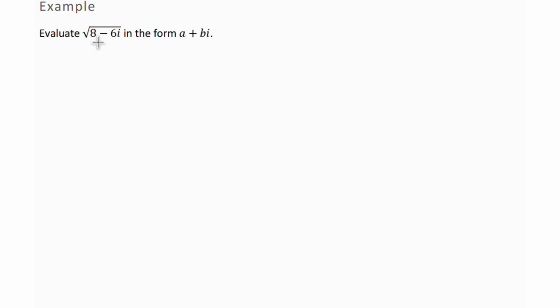Evaluate the square root of 8 minus 6i in the form a plus bi. Remember, 8 minus 6i is a number, it's a complex number. We're asking to find the square root of that number.